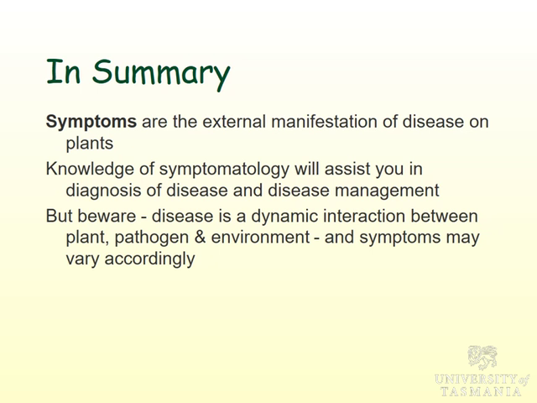If you understand symptomology, it will help you with diagnosis of disease and disease management, but it may not be sufficient by itself. Disease is a dynamic interaction, as we discussed before, and symptoms may vary with environment, may vary with variety, may vary with pathogen, may vary with time. So they can be really characteristic, but they may vary. Similarly, you might get multiple organisms causing something very similar. You know, a necrotic leaf spot might be caused by 3 or 4 different things, but at least it starts to narrow down the 3 or 4 things you're looking for. You're not looking for a root-rotting pathogen if you're getting spots on leaves.